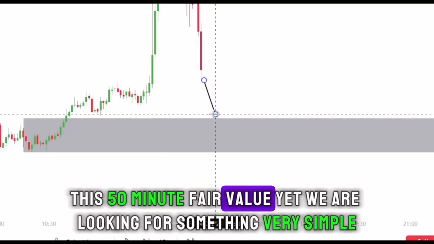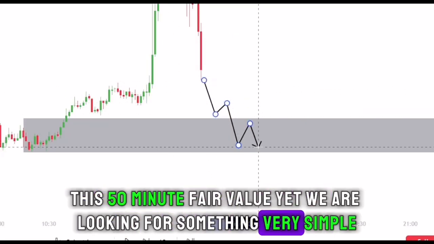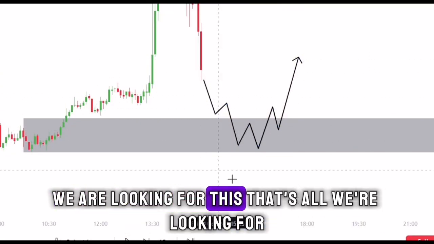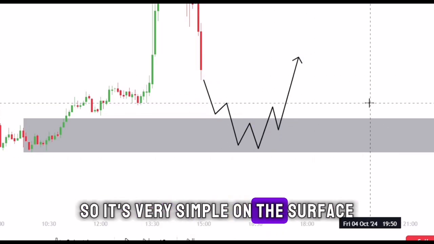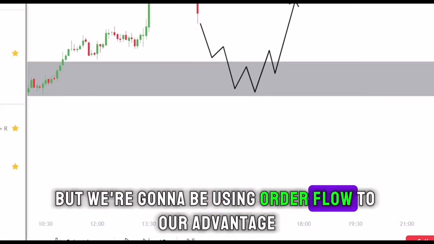This 50-minute fair value gap, we are looking for something very simple. We are looking for this. That's all we're looking for. So it's very simple on the surface, but we're going to be using order flow to our advantage.